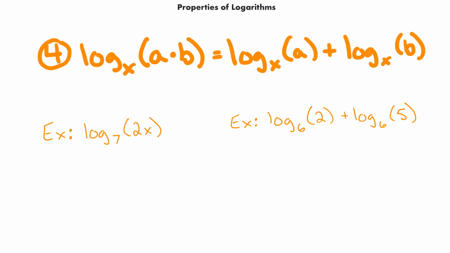Property number 4 is log base x of a times b is equal to log base x of a plus log base x of b. So if you have the product of two numbers inside of a logarithm, you can break that logarithm into the sum of their individual logarithms. Conversely, if you have two logarithms with the same base that are being added to one another, you can turn that into a single logarithm by just multiplying their interiors.